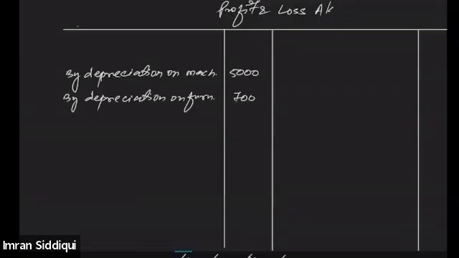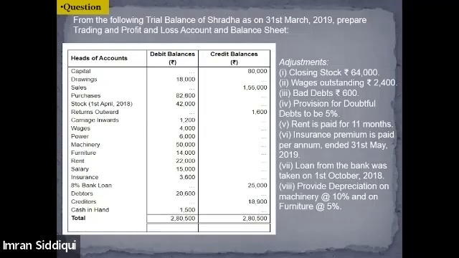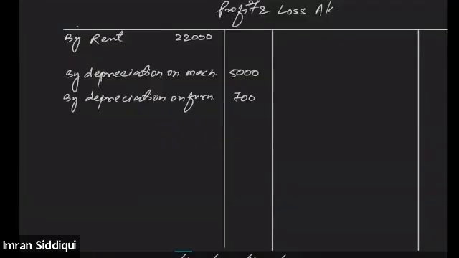All right, so rent is given in the question. Rent is an indirect expense, rent 22,000, and rent is paid only for 11 months. So the rent, which is 22,000, is in respect of 11 months only. Divided by 11 months, we'll get the per month rent. Per month rent is 2,000.